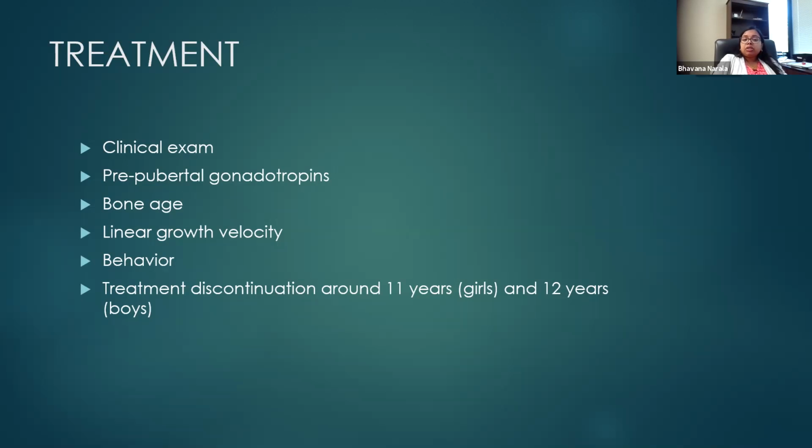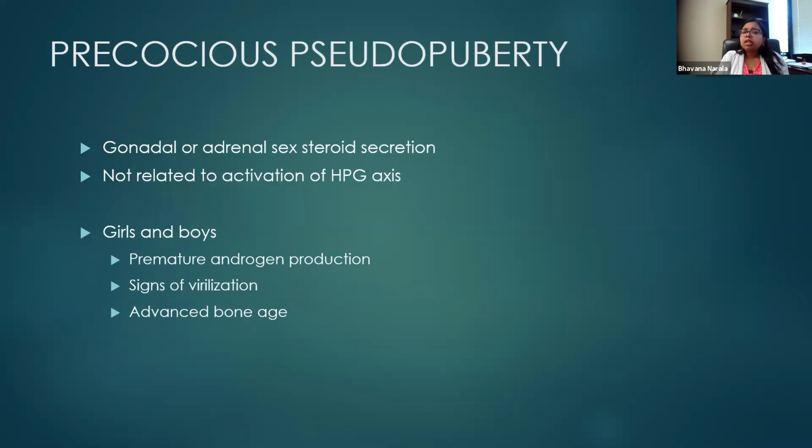And then treatment discontinuation is kind of personal. Depends on what the family wants to do, but usually around 11 years old for girls and 12 years for boys. And then usual pubertal development and progression starts about 6 months to 12 months after you stop treatment. So you do have a little bit of time before, say if they were menstruating before, you still have time after you stop.